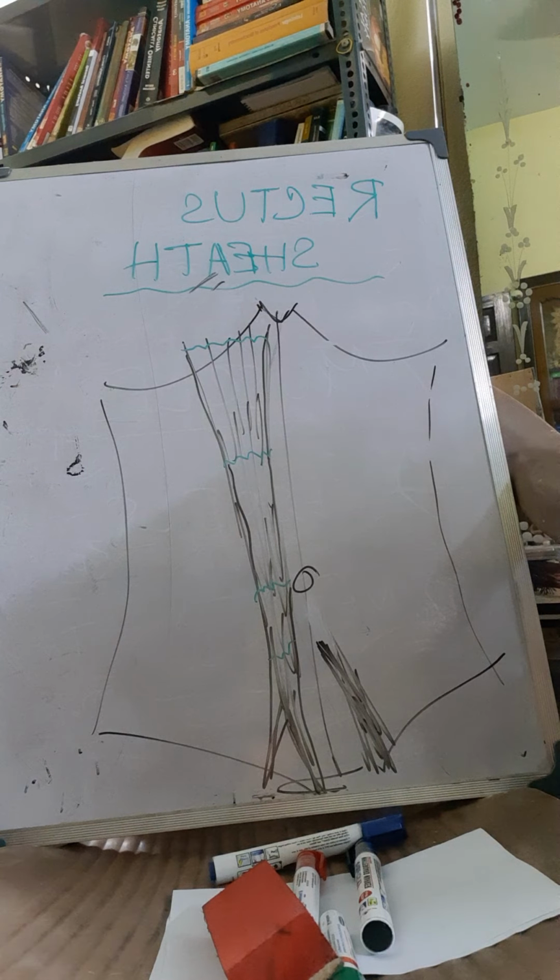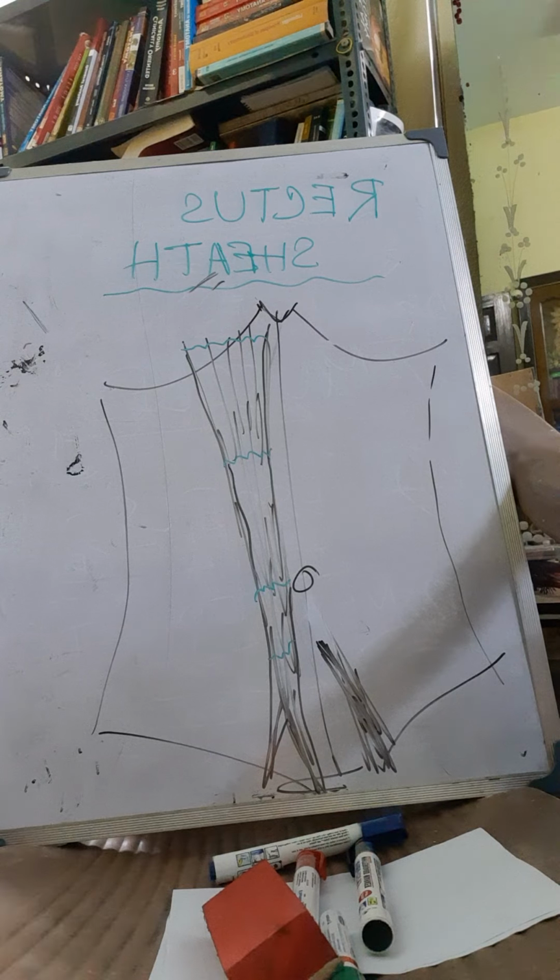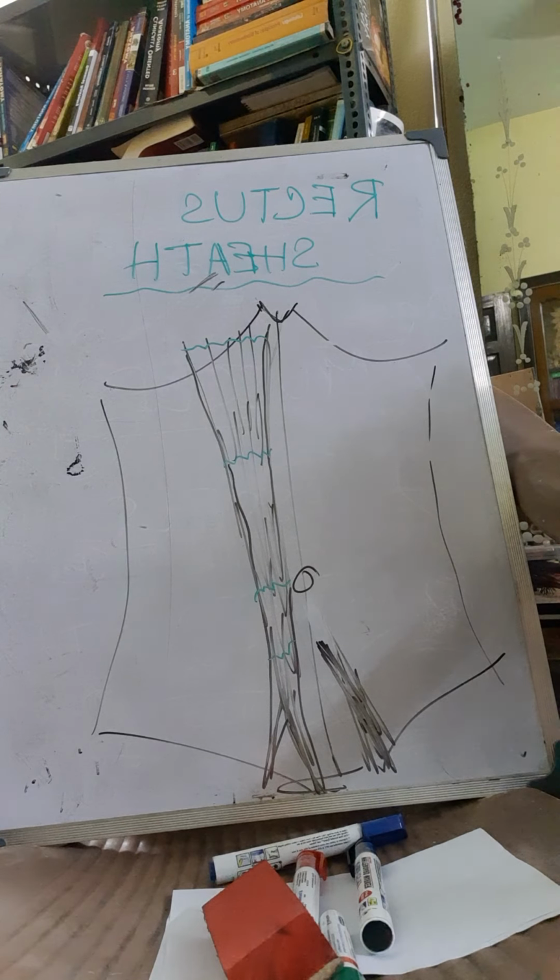And inferior epigastric artery, this is a branch of the external iliac artery and it arises just above the inguinal ligament, and it will enter into the sheath just in front of arcuate line. Now what is arcuate line?